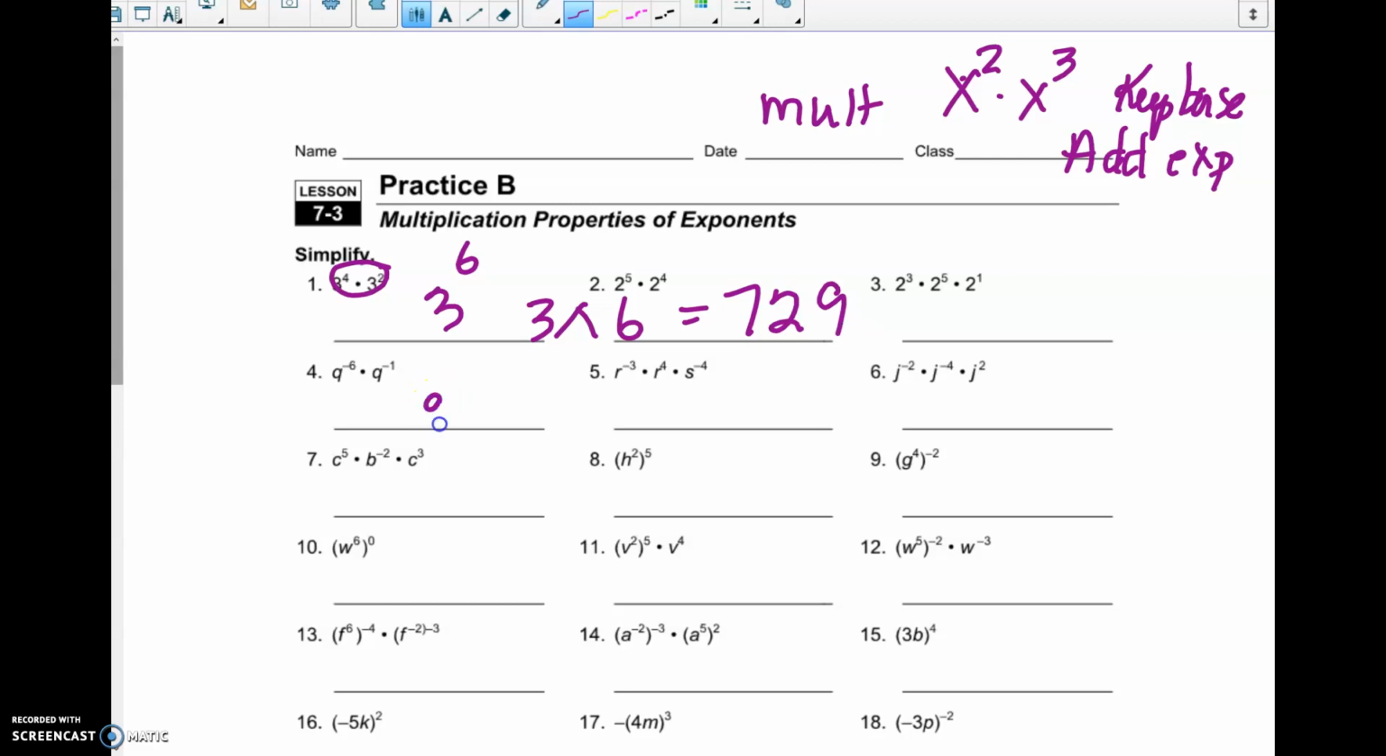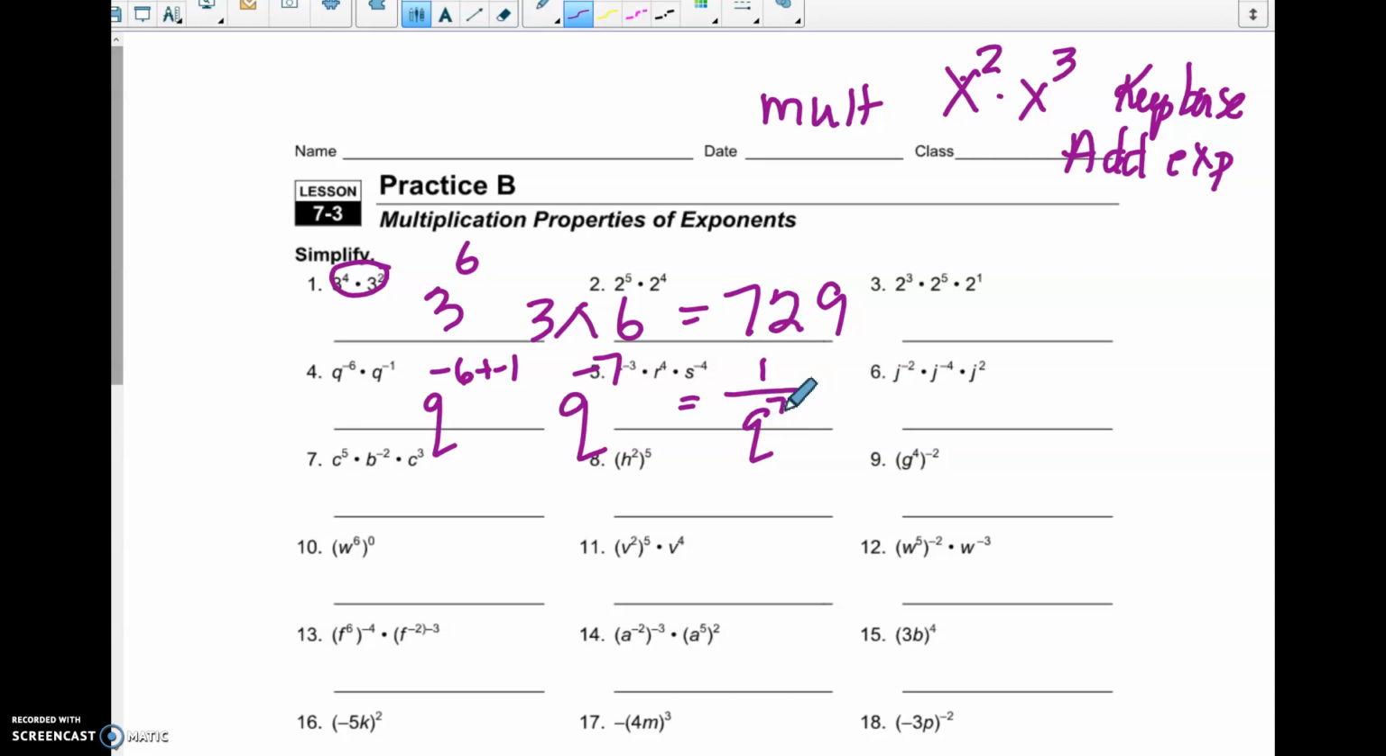All right, number 4, that looks like a Q, and they're both Q's, so we're going to keep that base of Q, and we're going to add the exponents, -6 plus a -1. So we have Q to the -7th. Now, what did we find out the day before when we have negative exponents? Do mathematicians say that that is not allowed? So we're going to write this as 1 over Q to the 7th power.